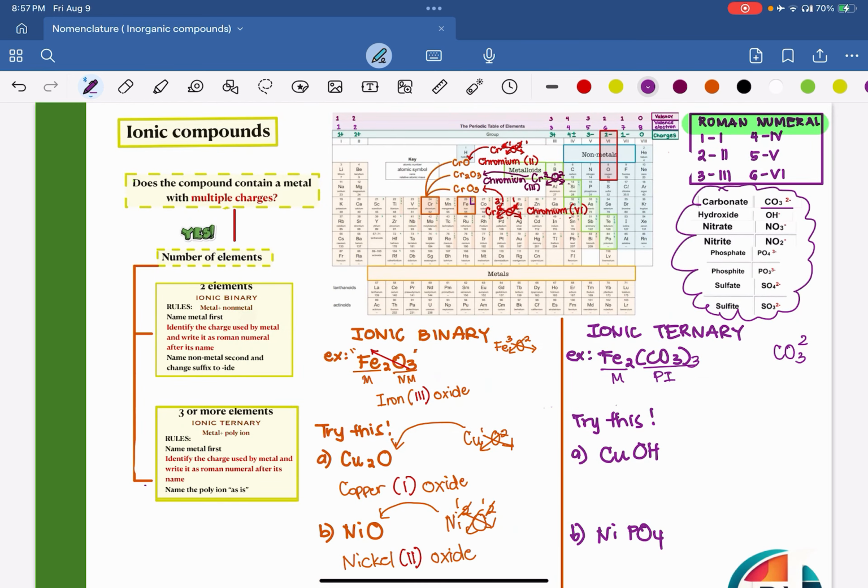So which do you think iron utilized in this compound? The answer here is 3, because if you're going to compare the charges, you can no longer simplify it. So the next thing you need to do is to crisscross.